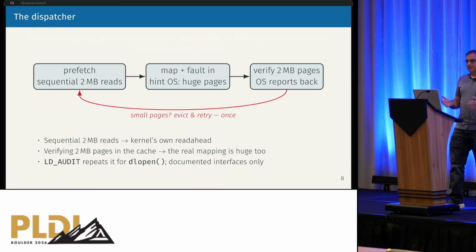Therefore, we have a dispatcher running before the executable itself, prefetching sequential 2 megabyte segments using reads. It then maps those segments into its memory and checks that it actually got huge pages using procfs information. Sometimes it wouldn't get huge pages because of all kinds of operating system shenanigans. In that case, it will use fadvise, it will use services in order to evict the pages that it got into the memory because it got 4 kilobyte pages.